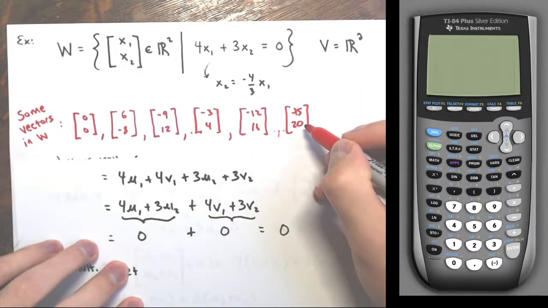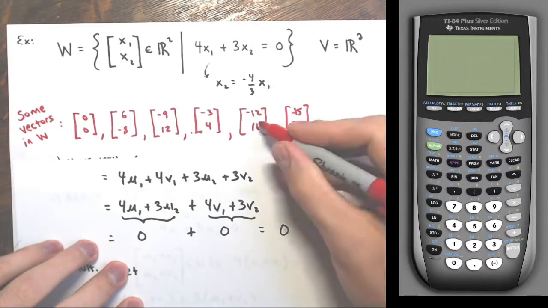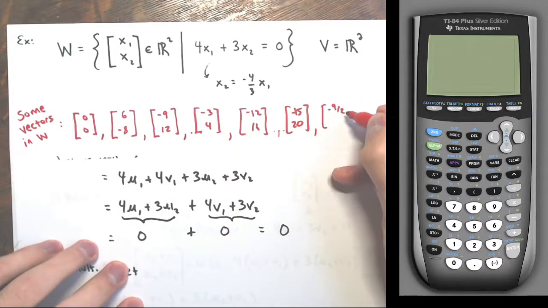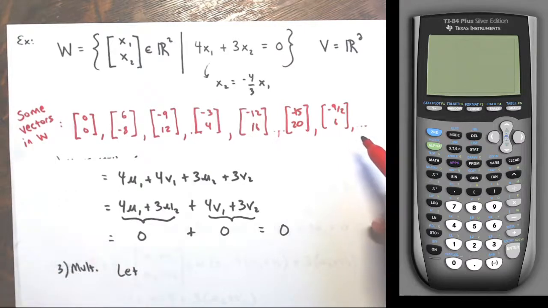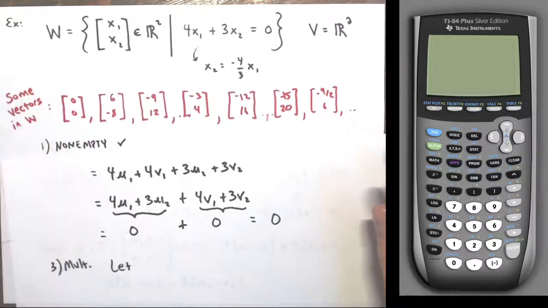Well, yeah, this satisfies this. Multiply this one by a half. Would negative 9 halves and then 6 be in it? Yeah, it would. You can check it. So it seems to me, after just looking at a couple examples, that this set is indeed closed under scalar multiplication.